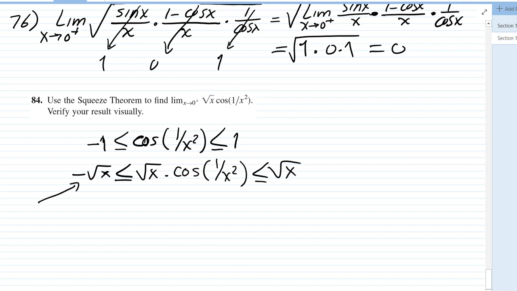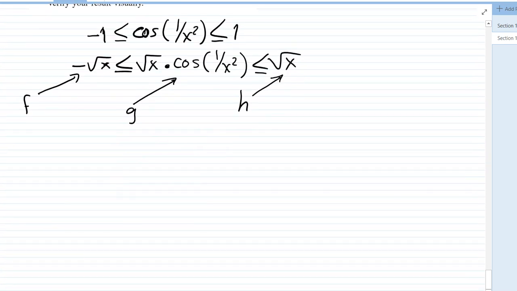We bounded it. Here is f. This is g, all of it, root x times that, and then this is h. So we need to find now the limit of f. That's the limit of negative root x as x goes to 0, from the right. The reason it's 0 from the right is because of the square root. Remember, the domain of a square root has to be 0 or more. So there is no 0 from the left with the square roots.